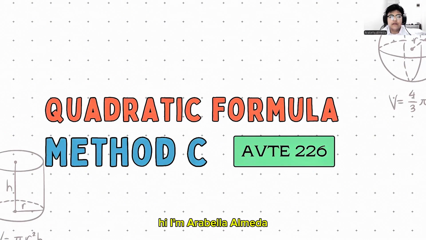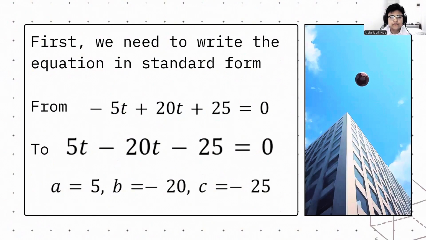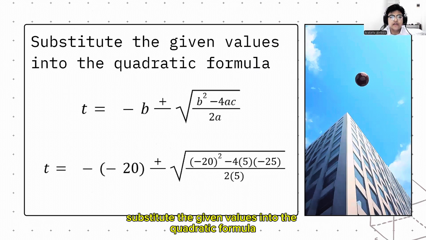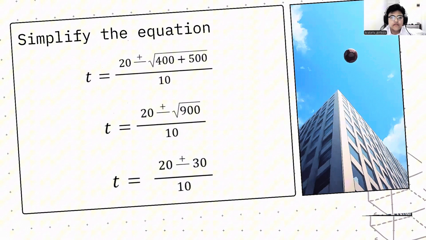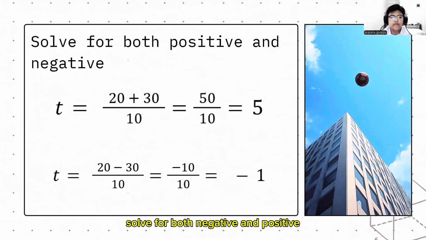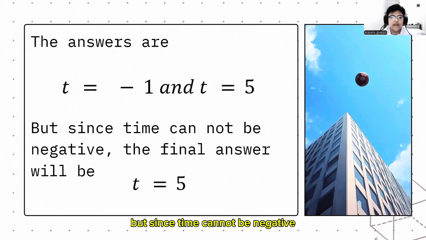Hi, I'm Arabella Almeda, and today we're going to solve a quadratic equation using the quadratic formula. First, we need to write the equation in standard form. Next, substitute the given values into the quadratic formula. Simplify the equation. Solve for both negative and positive. The answers are t equals -1 and t equals 5. But since time cannot be negative, the final answer will be t equals 5.